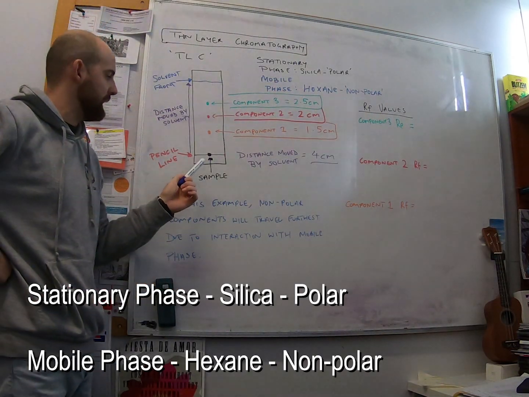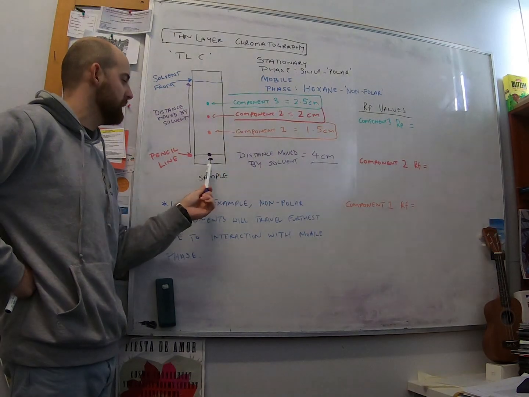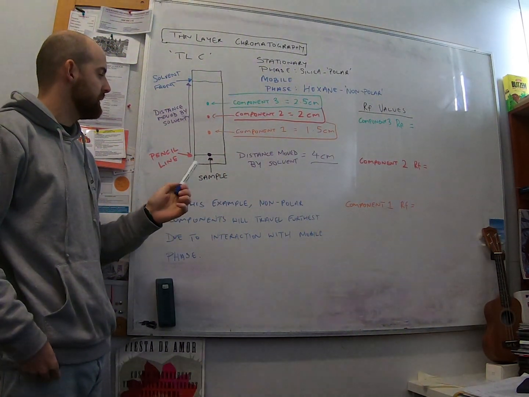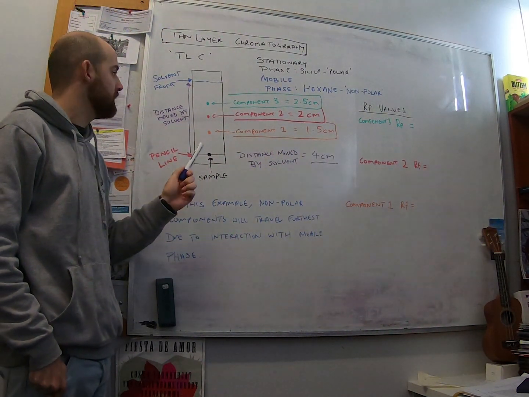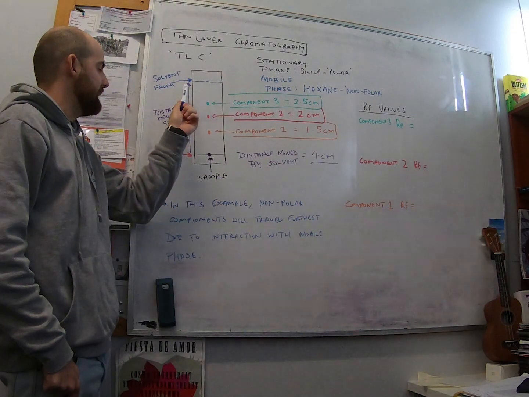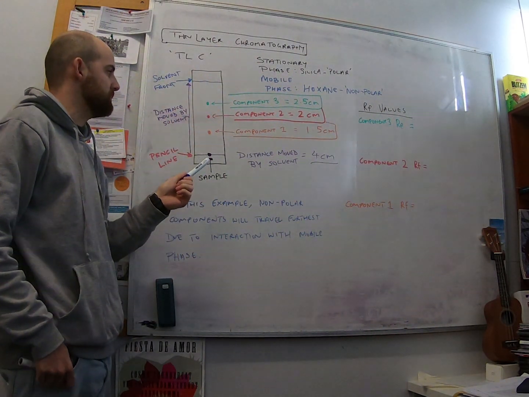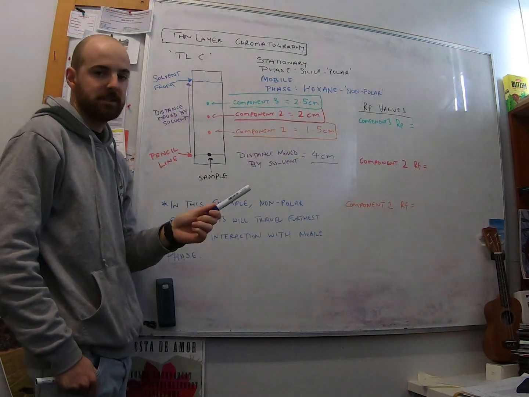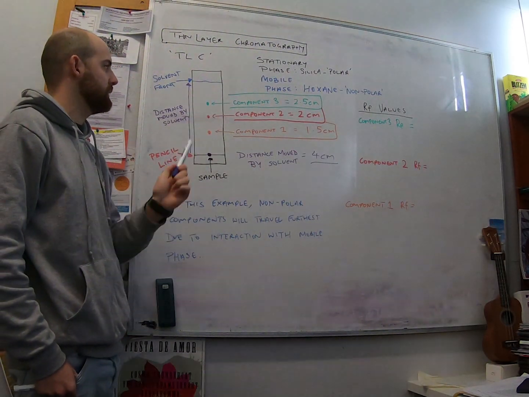Okay, so we've got our thin layer here. Remember, a pencil line is drawn near the base of the plate. Okay, the sample is then injected onto the plate, and then the plate is placed into a beaker containing our mobile phase, hexane, and the components are allowed to separate.